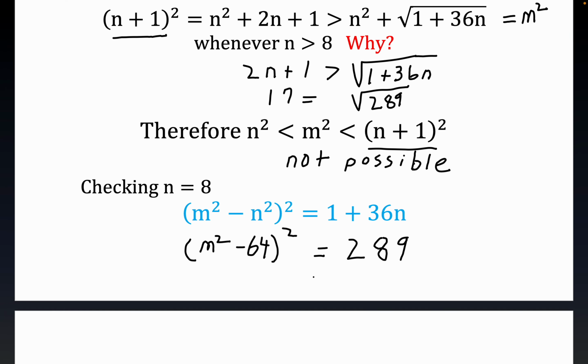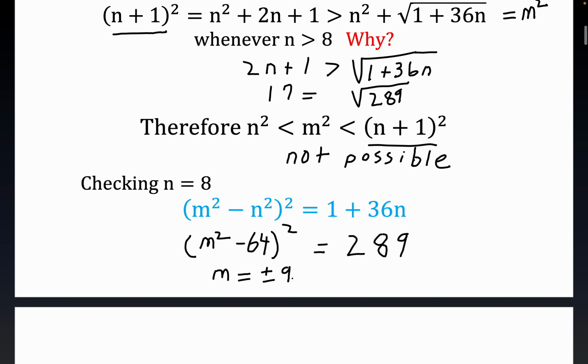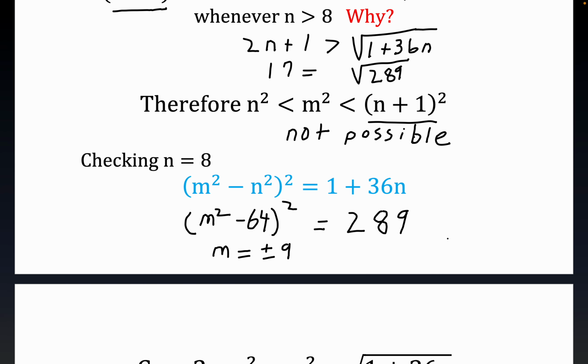But what does that tell us? That tells us that m must be equal to, by inspection, plus or minus 9. And isn't that kind of cool? 9 squared is 81. 81 minus 64 is 17. And of course, squaring the negative 9 gives you the same result. So what does that tell us? That tells us we have 2 more solutions, namely plus or minus 9 as your m coordinate and 8 as your n coordinate.